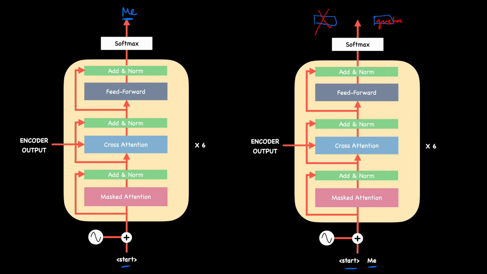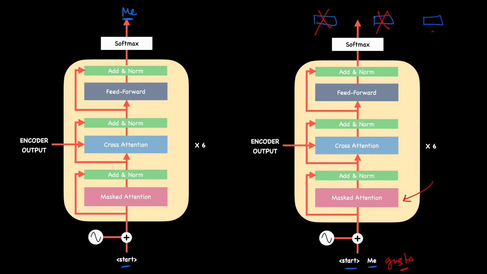So in the third step of decoding, we will pass this word gusta along with start and me. And the decoder will produce 3 output predictions. In this case, we simply discard the first 2 predictions and only keep the prediction corresponding to the word gusta. So this is what happens during inference. Also notice that masked attention is still applied during inference. We are not disabling it.